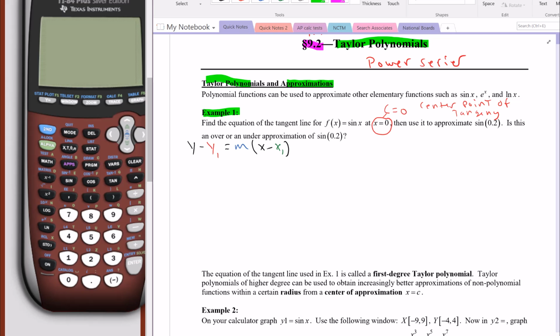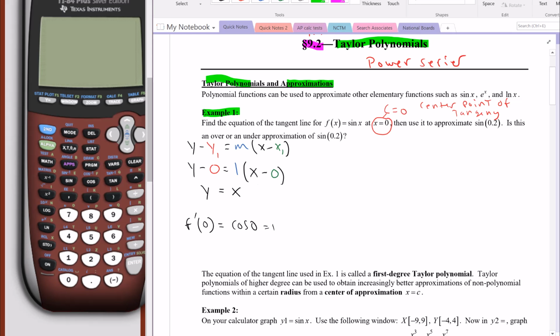So what we could do is the same thing we always did. First we need y1, which means we have to plug in the x, so sine of 0 is going to be 0 in this case, equals m, which is the derivative, right? So we'd have to find f prime of 0, and f prime is cosine, so it's going to be cosine of 0, which is 1. So this will be 1 times x minus 0, right? And you'd simplify it all and you get y equals x, basically, right?